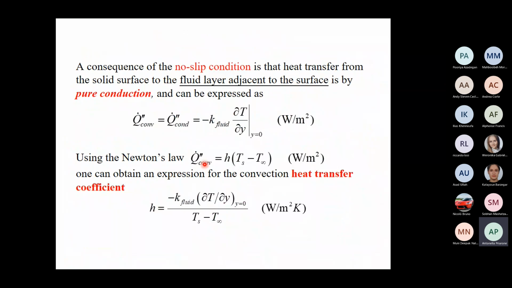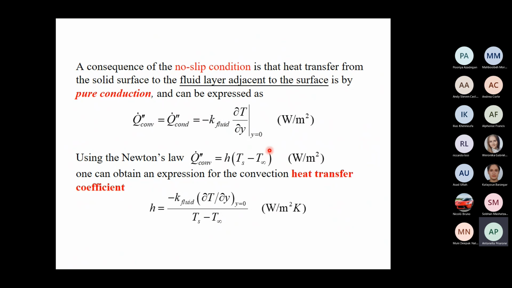At the very beginning of this chapter, when I introduced the no-slip condition, I said that in the fluid on the surface, so for y equal to 0, the fluid is motionless. So on this infinitesimal layer of fluid at the surface, I can also apply the Fourier law of conduction. So conduction, its flux, is equal to convection, its flux. Conduction by using the Fourier law, convection by using the Newton law.